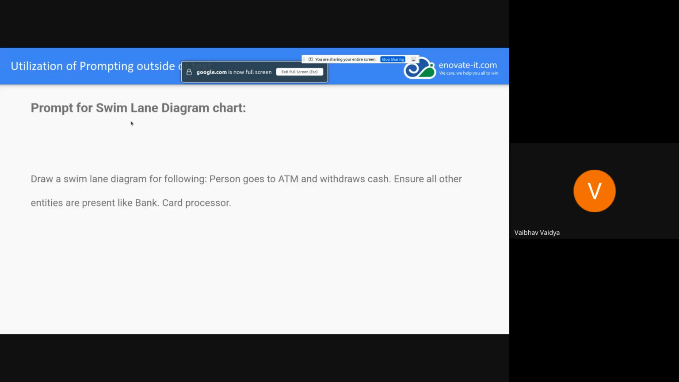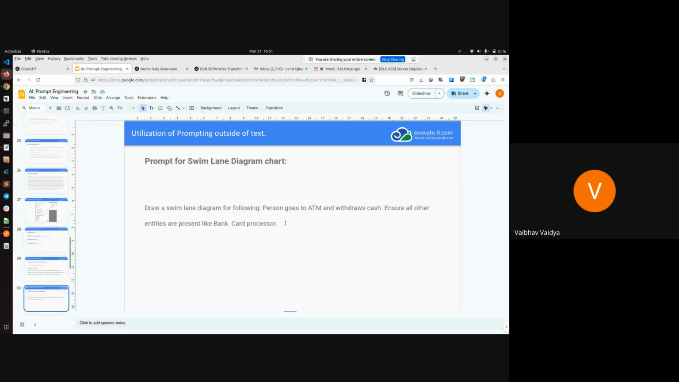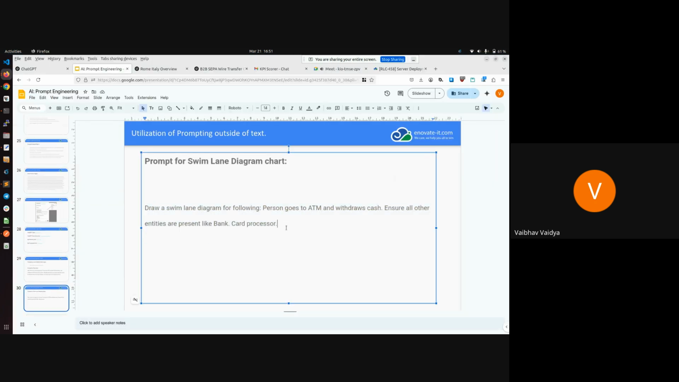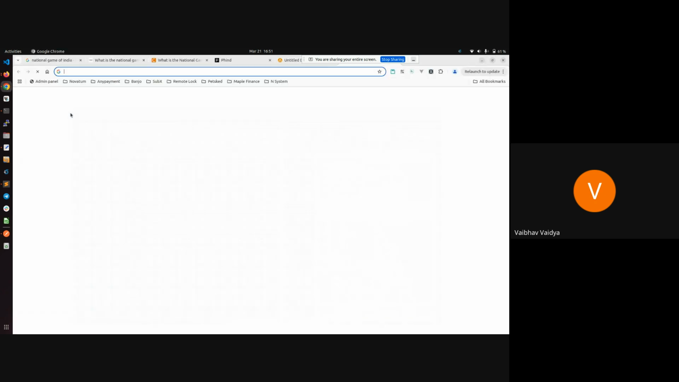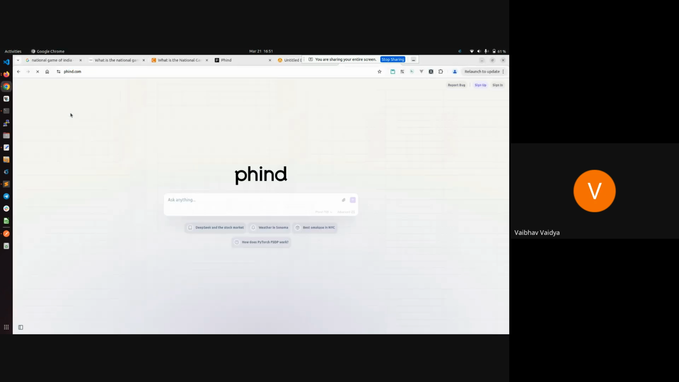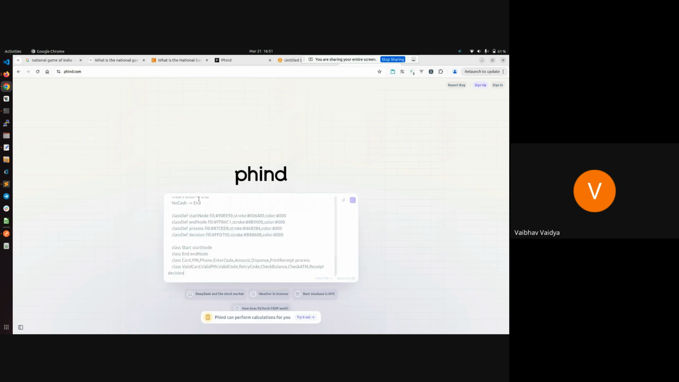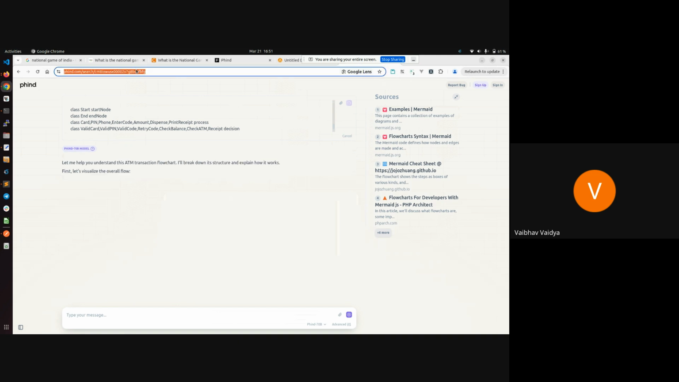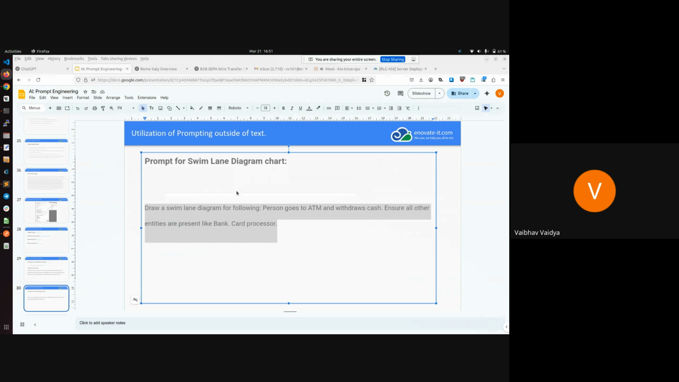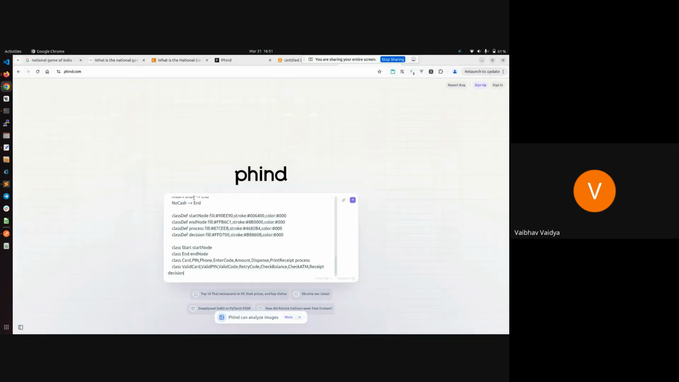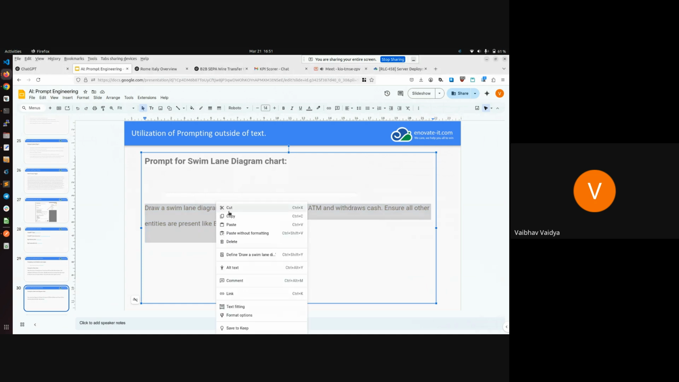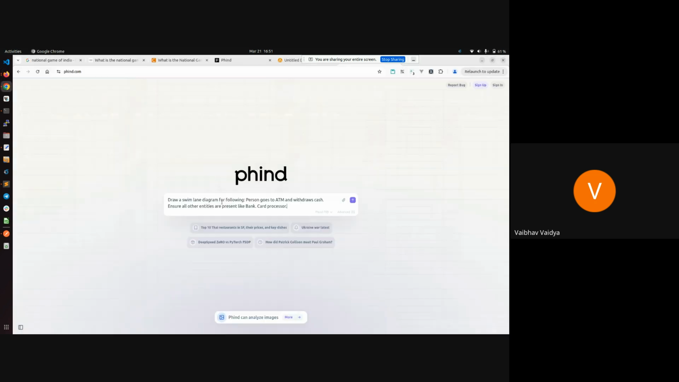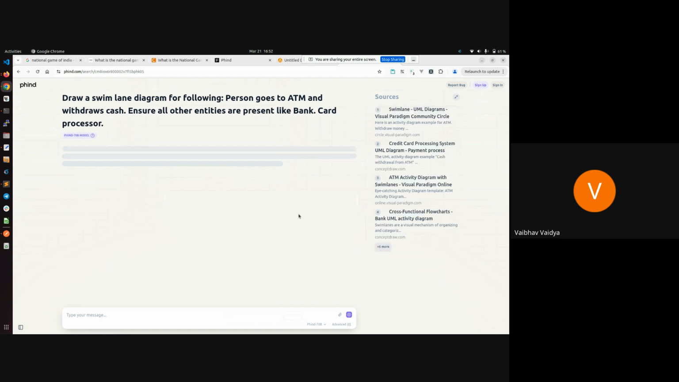A similar example is, let's say we have this. So it is not just flowcharts. We can utilize AI prompting for different things. Like, oh no, not this one. Let me just correct myself.